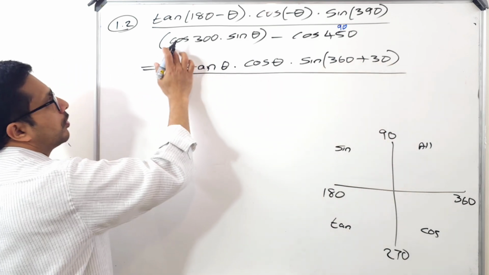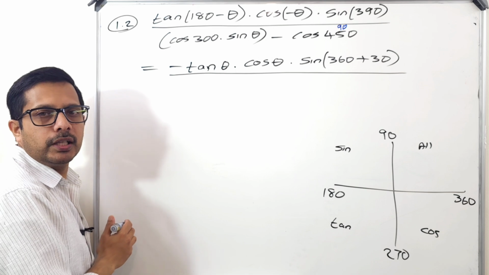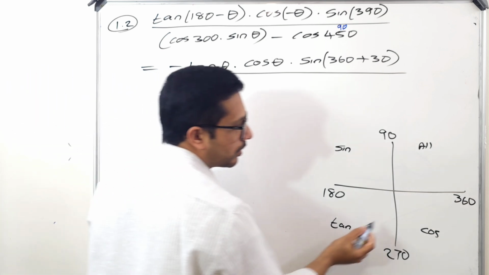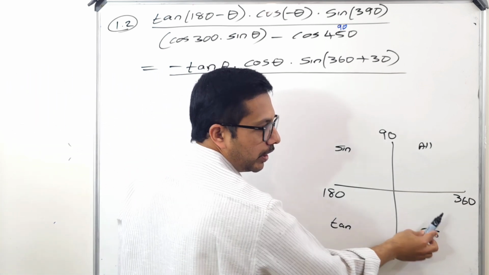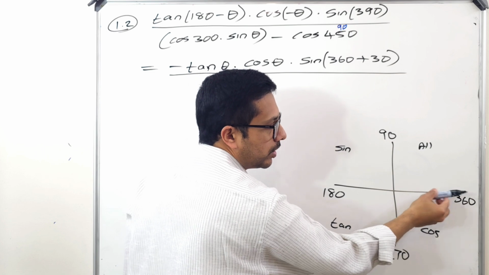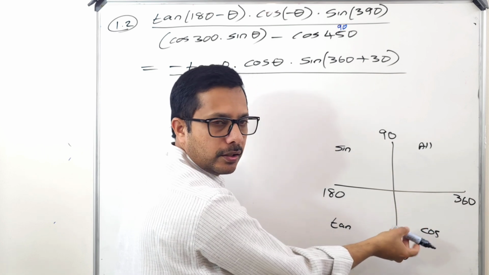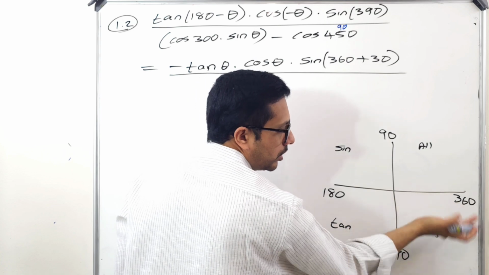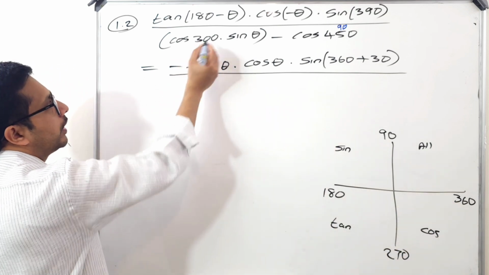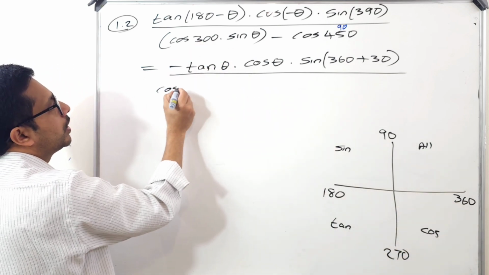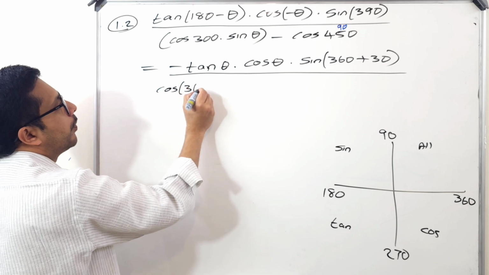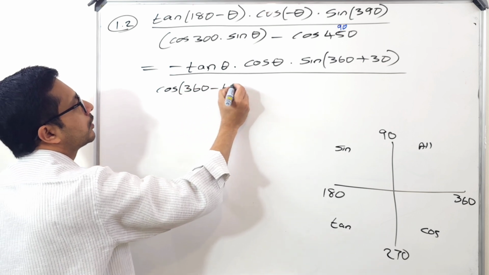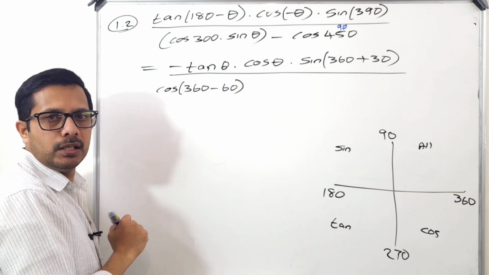Okay, cos of 300, how can you write that one? 300 is somewhere here. Okay, so 360 minus 60, am I right? So 300 is somewhere in the fourth quadrant, that is 360 minus, so let me write that one, cos of 360 minus what? 360 minus 60 is 300.